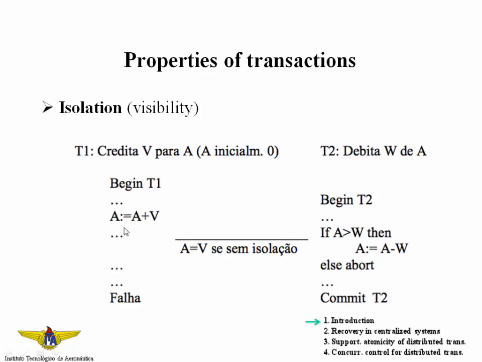Suppose that the first transaction, you revise the value. For some reason, it fails. So what happens is for this transaction, you have to undo the operations it did, that's the credit of value V. But the other transaction, since it already read the value of A, cannot be undone. So that's the inconsistency problem that you have by making those values or records available to other transactions.